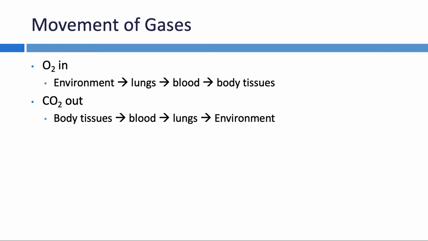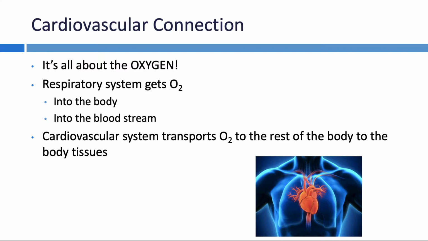Body tissues, as they carry on their metabolic functions, produce carbon dioxide. This builds up as a waste unless it's removed. So we're going to take carbon dioxide and push it in the opposite direction. It's going to go from the body tissues into the blood, where it's transported back to the lungs and breathed out into the environment.